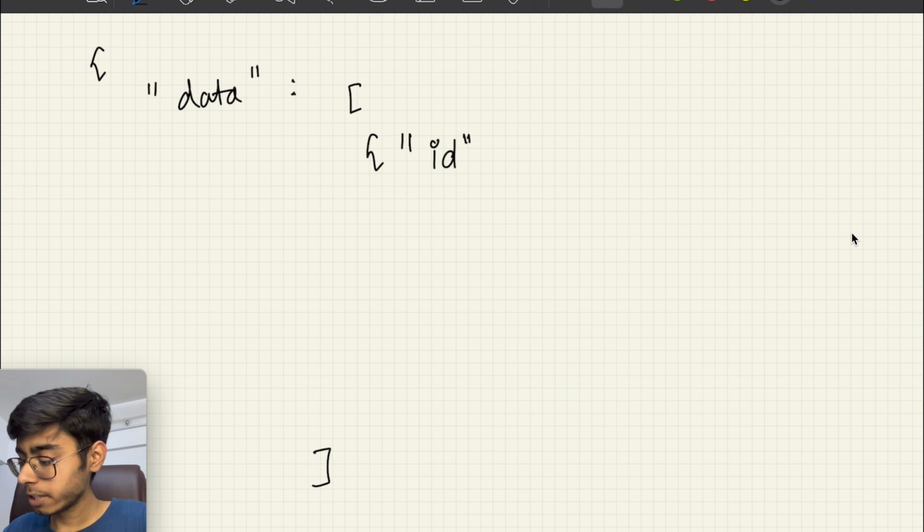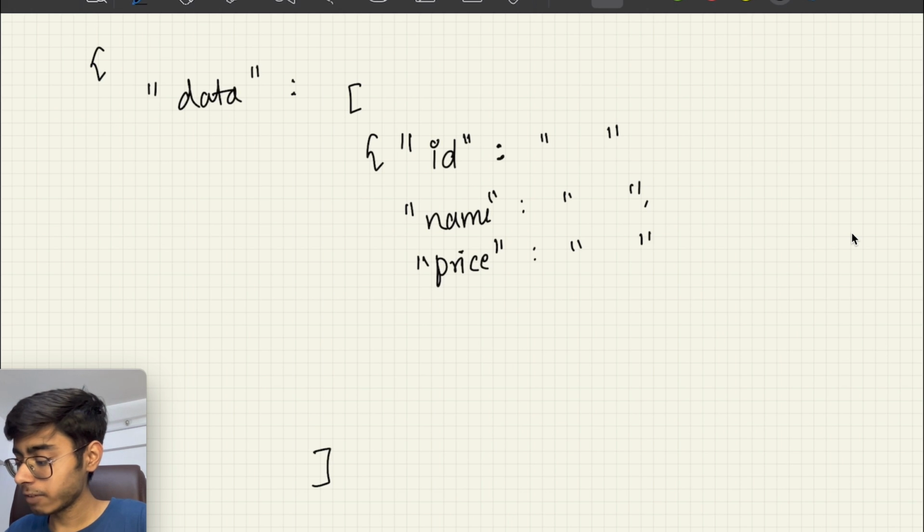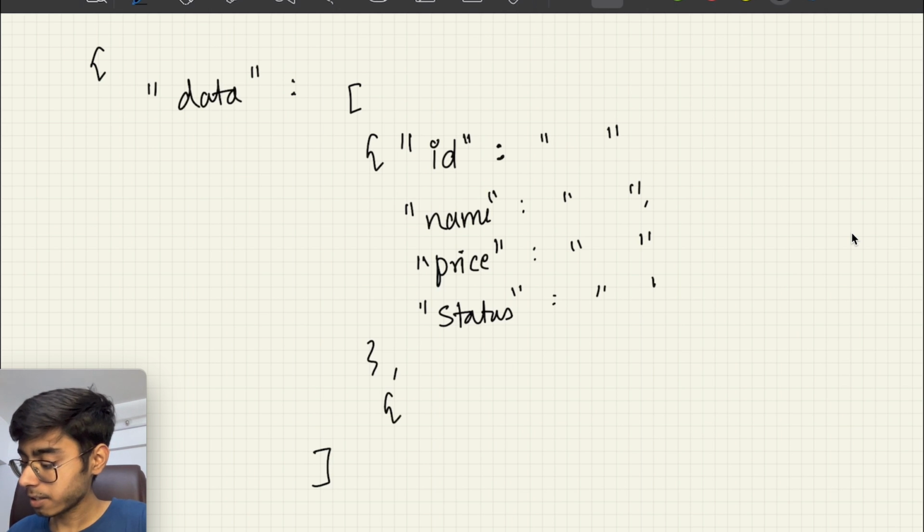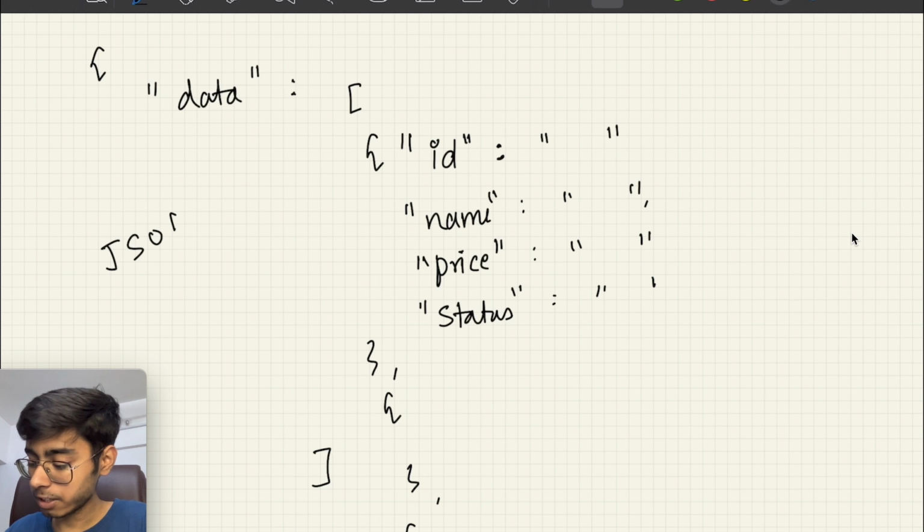The product will have a certain ID, the product ID. Then it will have a name, the product name, which can be a string. Then it can have a price. And it can have a status, whether it is sold out or not. So this is also a string. So this is my first product. Then like this, I can have a second product, a third product. So this is called JSON. You should be clear with it.